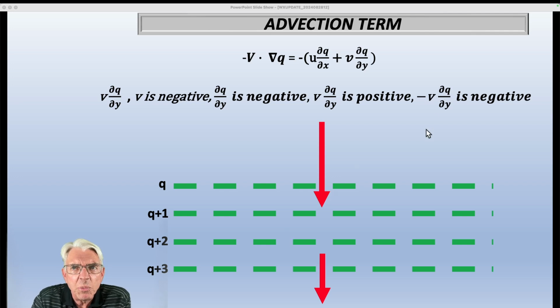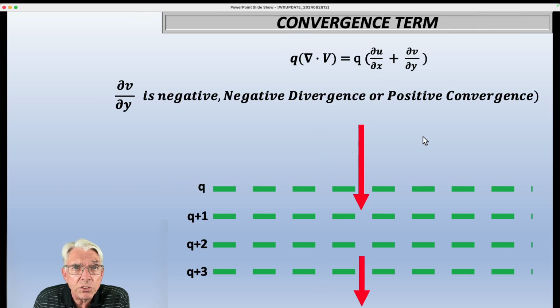Okay, now let's move to the second term, which is the convergence term. And that's going to be Q times the change in the U component of the wind with respect to the x-axis plus the change in the V component of the wind along the y-axis. Well, and this is where it gets a little complicated, and I can even see myself confusing myself here trying to explain it. But dV dy is going to be negative, okay?